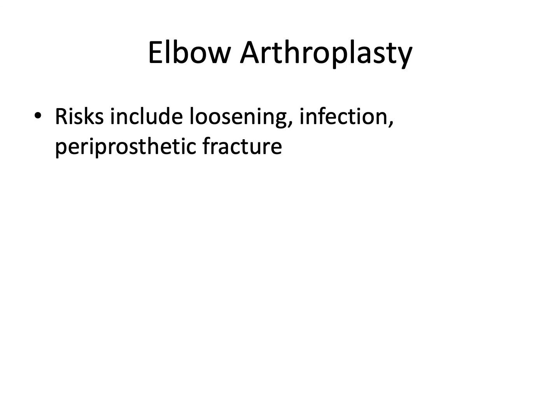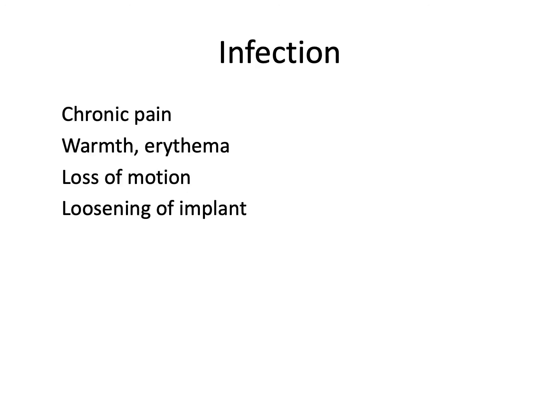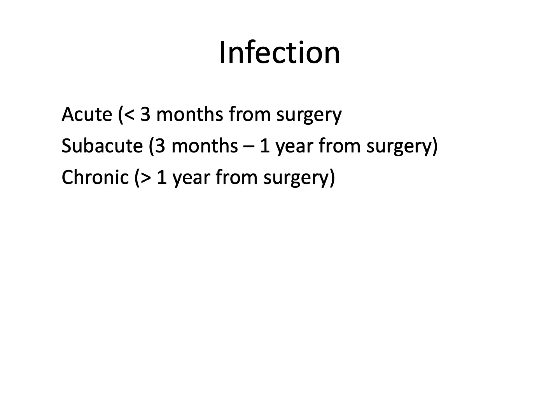With elbow arthroplasty, the risks include loosening, infection, and periprosthetic fracture. Infection can present as chronic pain, warmth or erythema, loss of motion, or loosening of the implant. Just like with lower extremity total joints, you can divide infections into acute, subacute, or chronic.